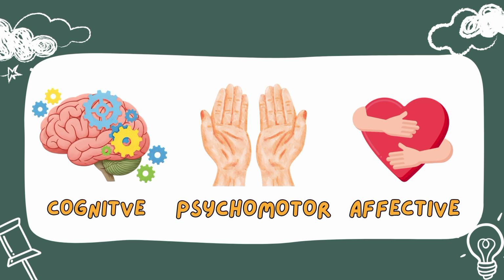And the last, the affective domain. This domain focuses on emotion, attitude, value, and feelings. It includes how learners respond emotionally and their level of motivation. In summary, cognitive is for thinking, psychomotor is for doing, and affective is for feeling.